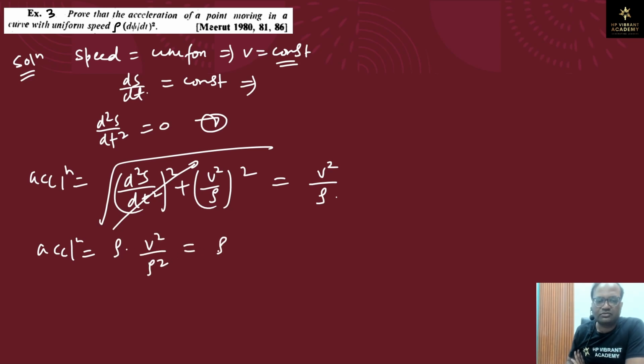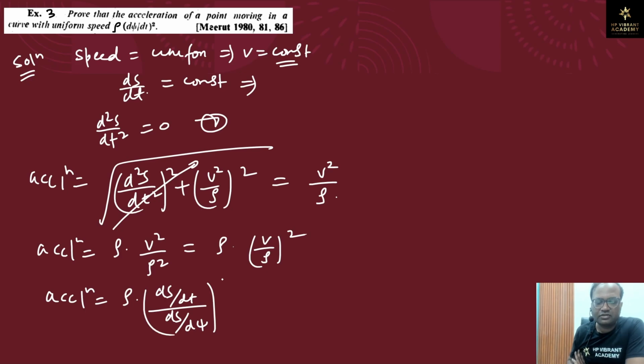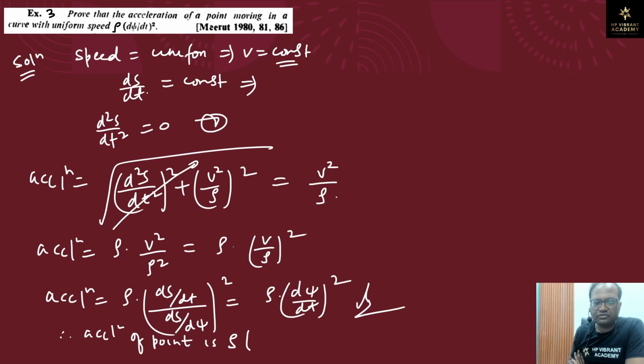This we can write as rho into v upon rho, whole square. So we have acceleration is equal to rho into v, where v is equal to ds upon dt, upon rho, which is equal to ds upon d psi, whole square. This we can write as rho into d psi upon dt, whole square. This is the acceleration. Prove that acceleration of a point moving in the curve. So the acceleration of the point is rho d psi upon dt, whole square.